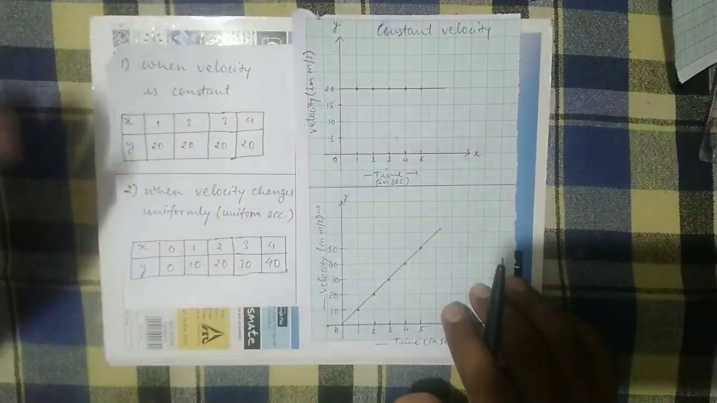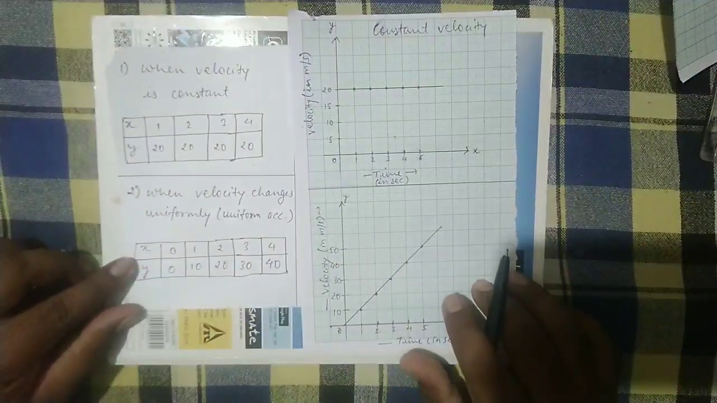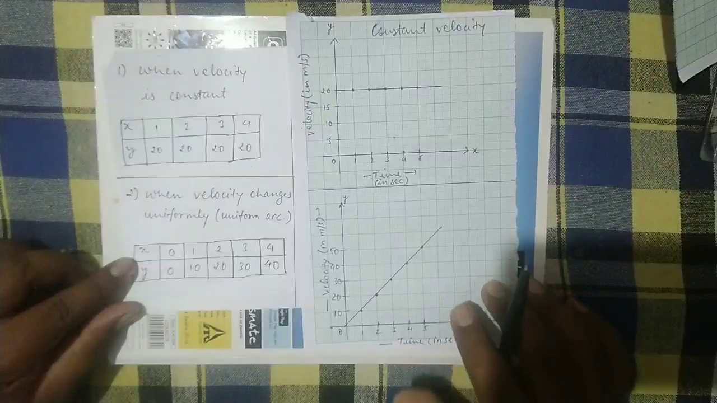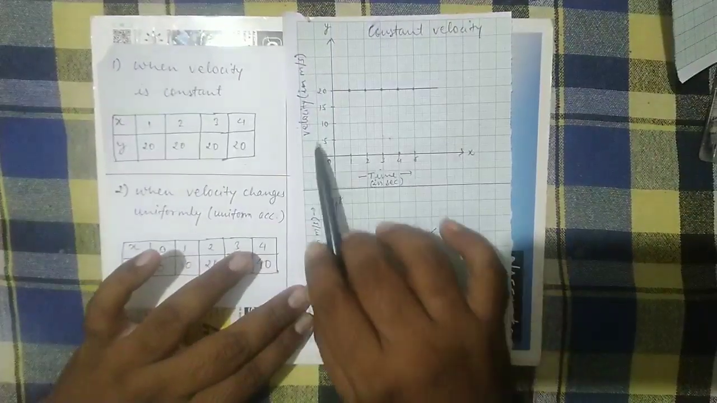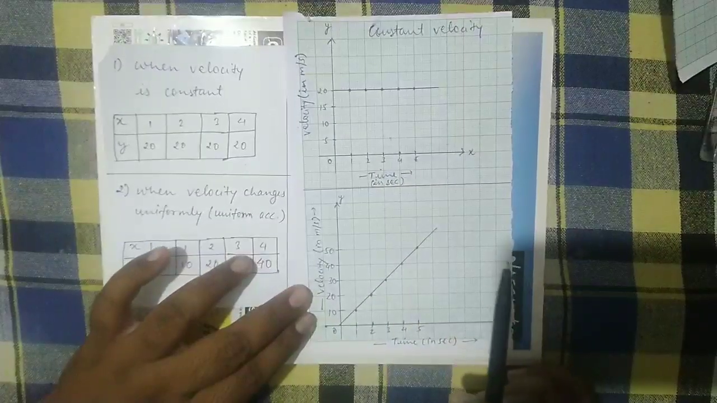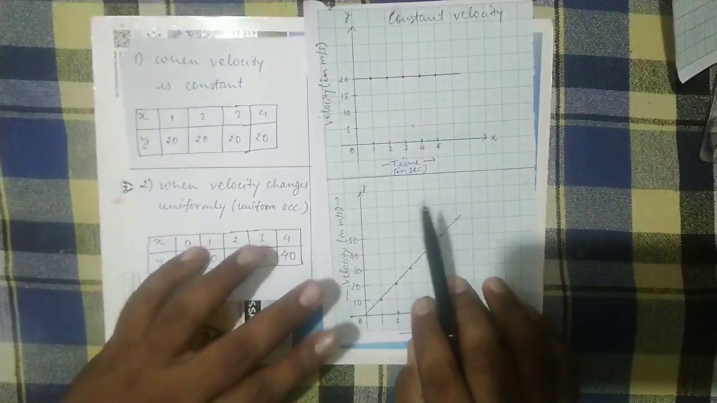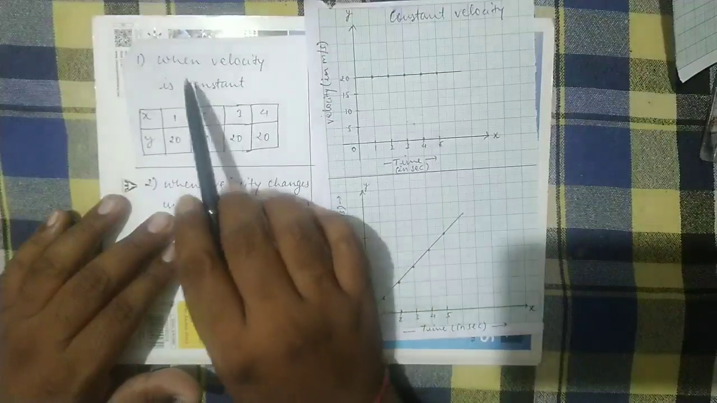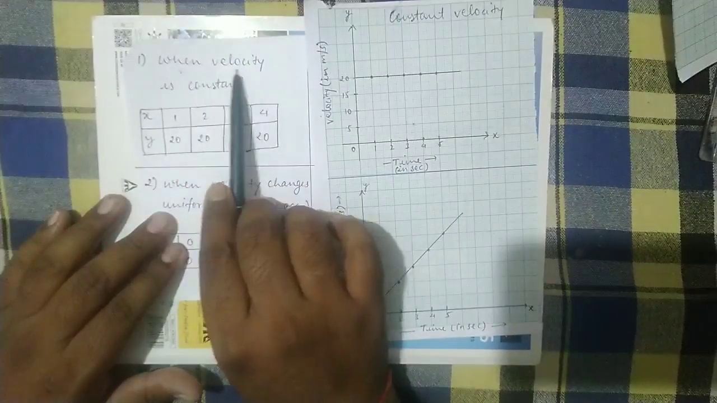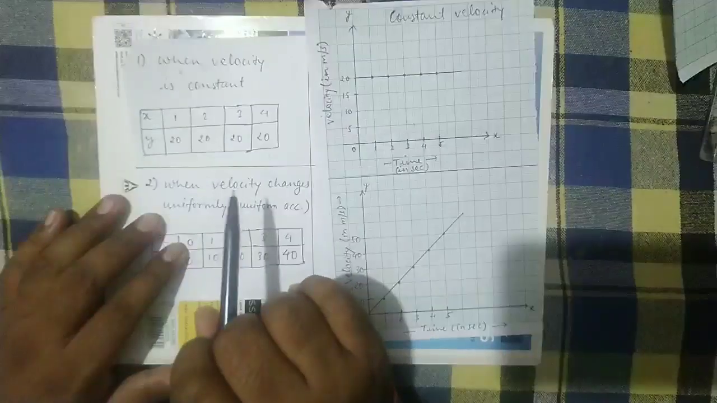Now we will see the velocity-time graph, which means velocity versus time. Time will be plotted on the x-axis and velocity will be plotted on the y-axis. Now there are two cases. Actually, there are three cases. I will tell one by one. First case, when velocity is constant.